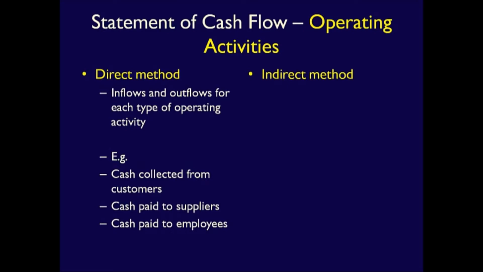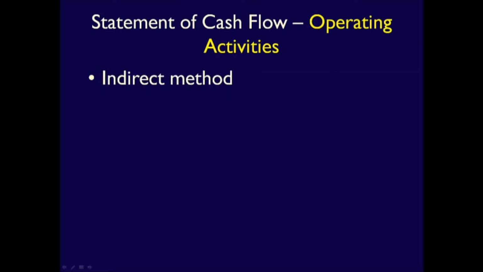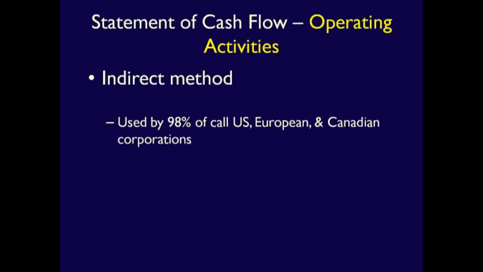The indirect method focuses on the differences between net income under accrual accounting and cash from operating activities under cash accounting. It starts with net income and adjusts for non-cash items, such as adding back depreciation expense or deducting a decrease in accounts payable. The indirect method is more difficult for users to understand, but that does not stop approximately 98% of all US, European, and Canadian companies from using the indirect method to calculate cash flows from operating activities. Why? Because it is easier and less costly to prepare.